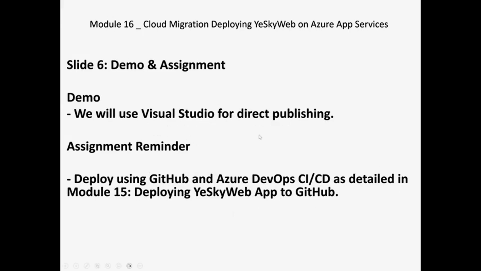So we will have a demonstration of how to use Visual Studio for direct publishing, but your assignment will be to investigate how to deploy using GitHub and Azure DevOps CI/CD as detailed in module 15. So detailed information has been provided in module 15 on how you can use GitHub and Azure DevOps CI/CD to deploy your application.